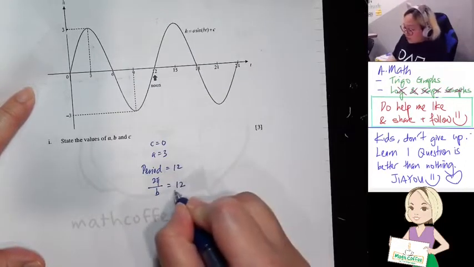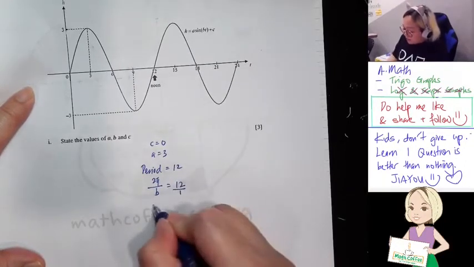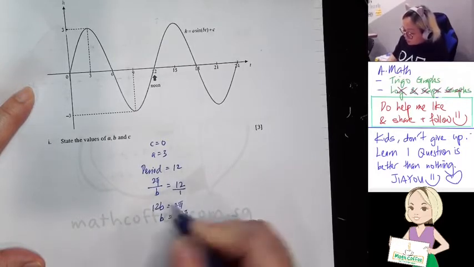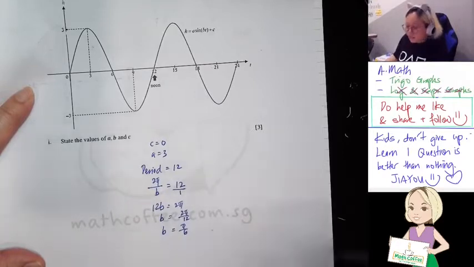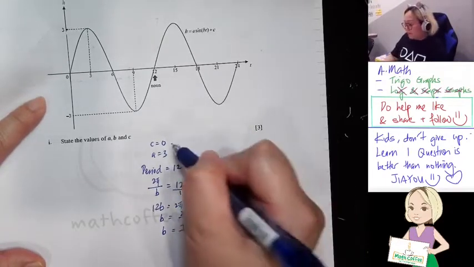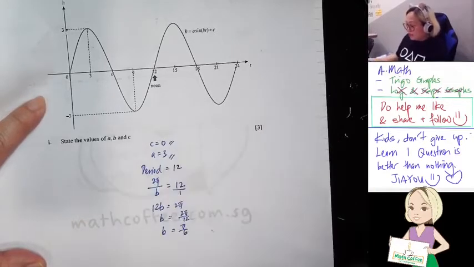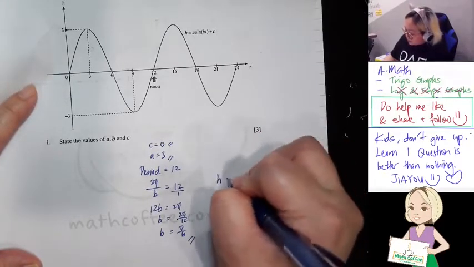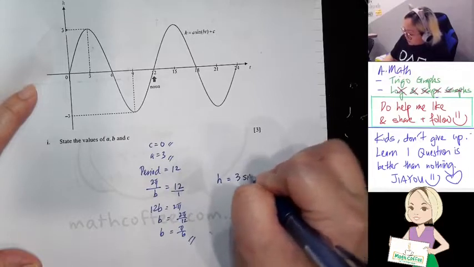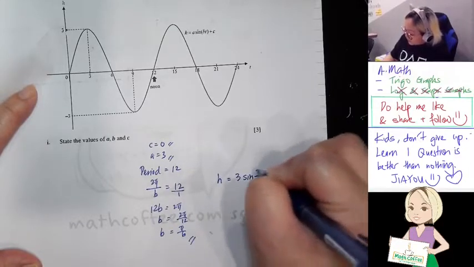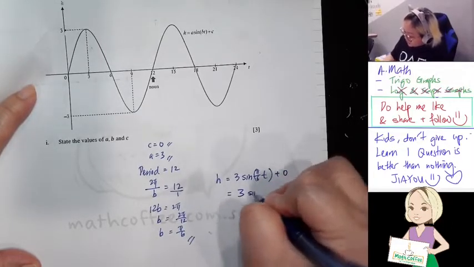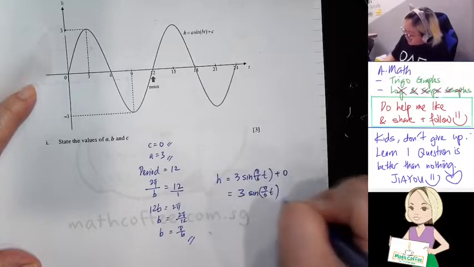So it becomes an equation solving for B. Cross multiply, 12B equals 2 pi. B equals 2 pi divided by 12. So B is equal to pi over 6. So I solve. My C is 0, my A is 3, and my B is pi over 6. So now the full graph function will be H equals 3 sine pi over 6 t plus 0. But of course we don't have to write the 0, so it's just 3 sine pi over 6 t.